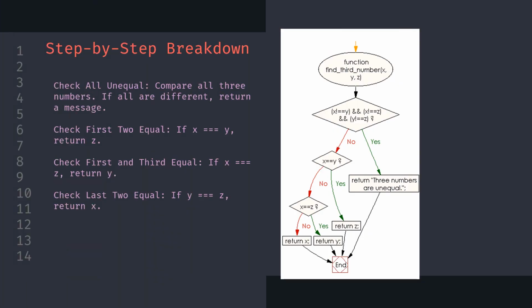Here's how the function works step by step. It checks if all three numbers are different and returns a message if true. If two numbers are equal, the unique number is returned based on the conditions.